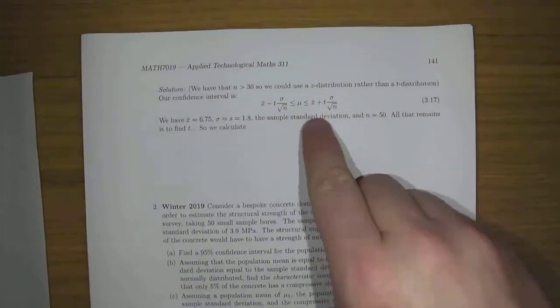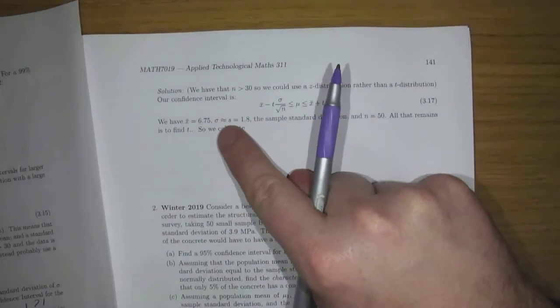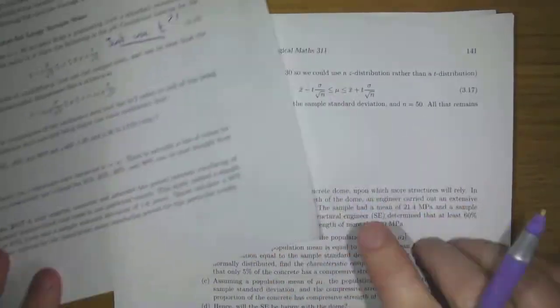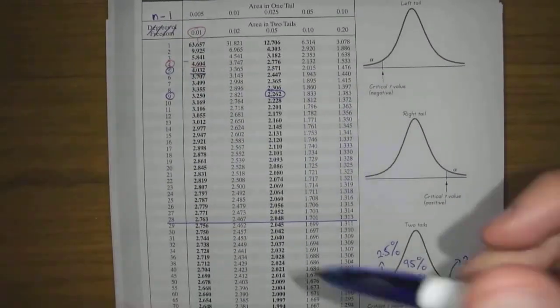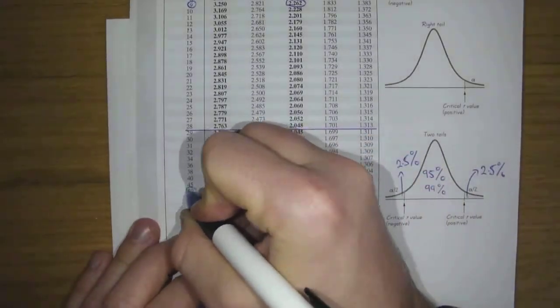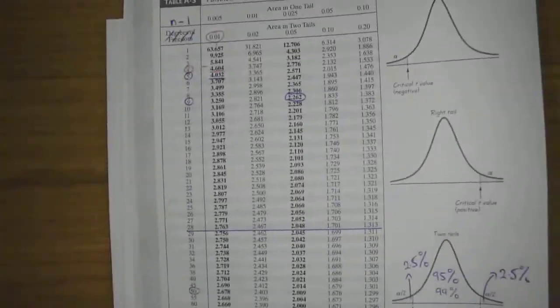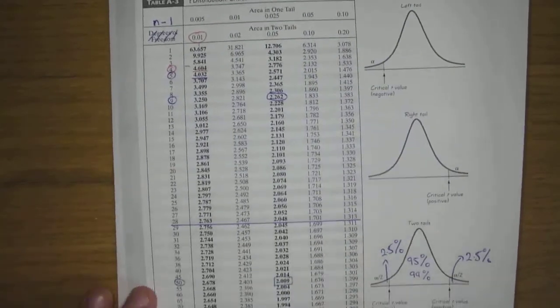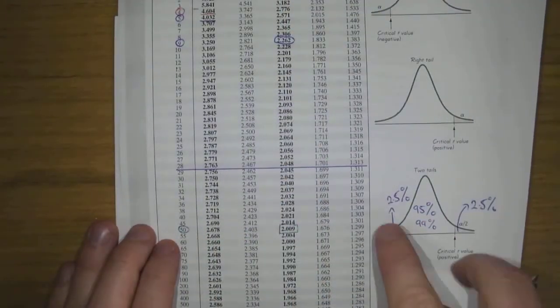Right. So all we're really going to do is use this formula with t's. We could use z rather than t, but t is better. The sample mean is given to us as 6.75. We know the population standard deviation is approximately the sample standard deviation, which is also in the question, 1.8. We know the sample size is 50, so all we have to do is find t. We should go to n minus 1, which is 49, but that isn't there, so we'll just go to 50. And what is the confidence level? 95%. That means 5% in the two tails, 2.009.